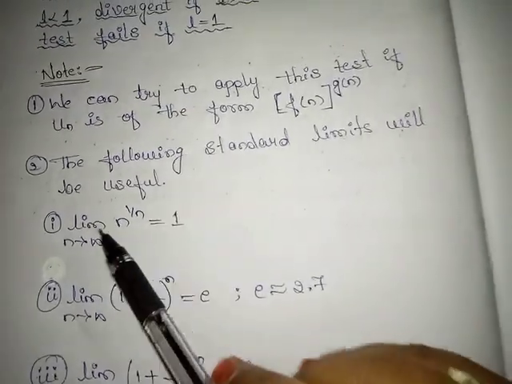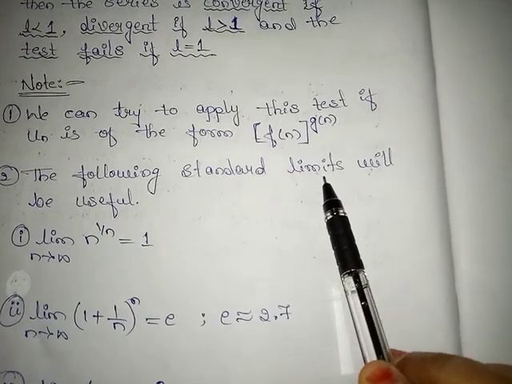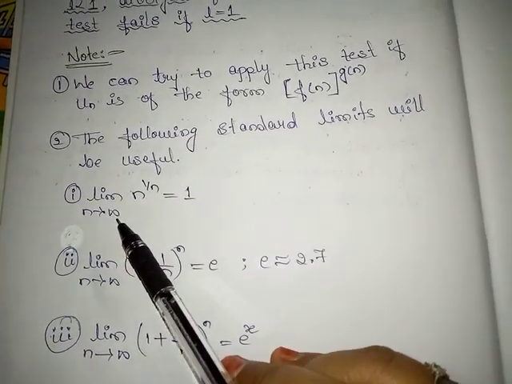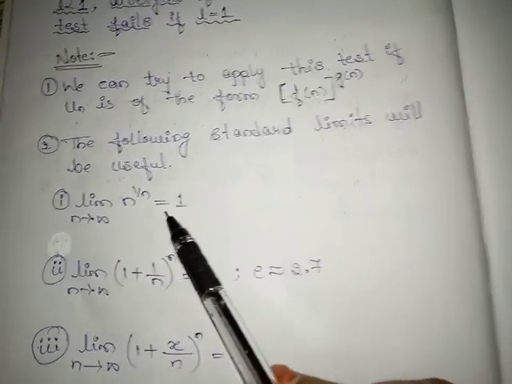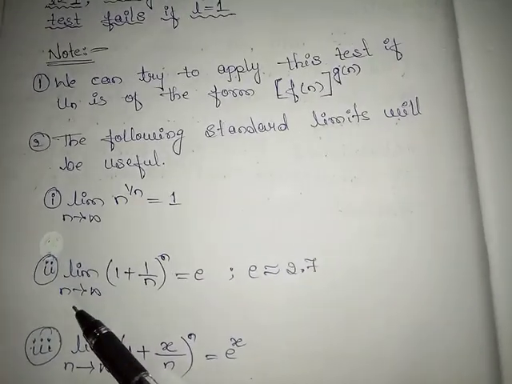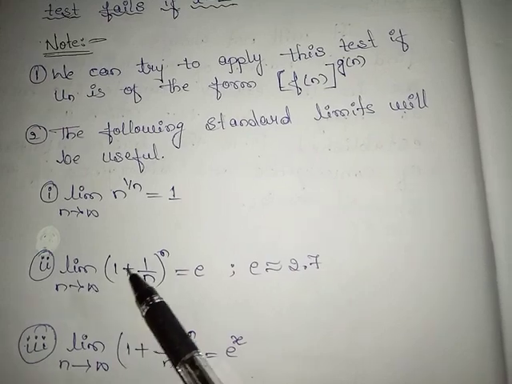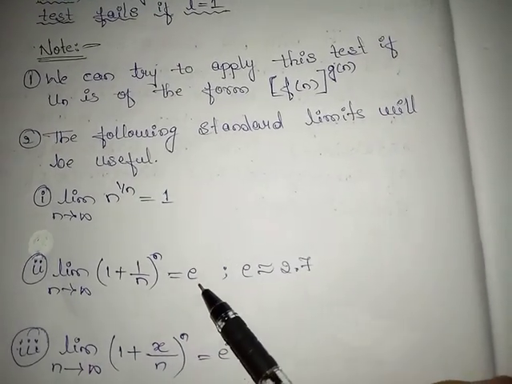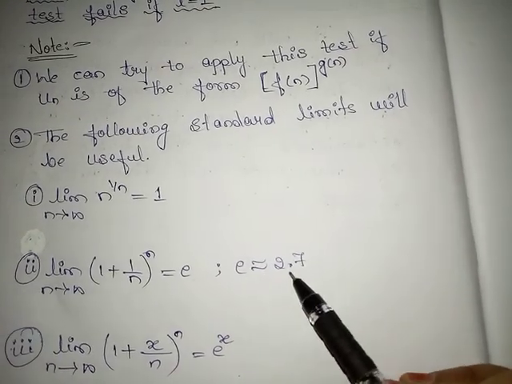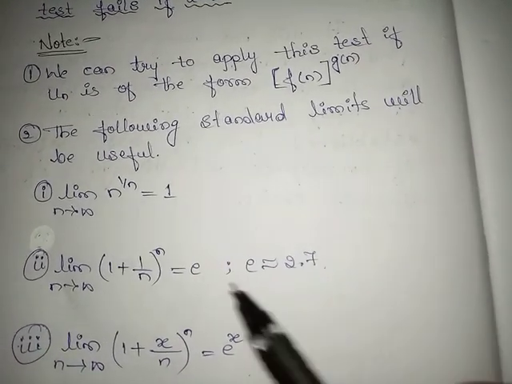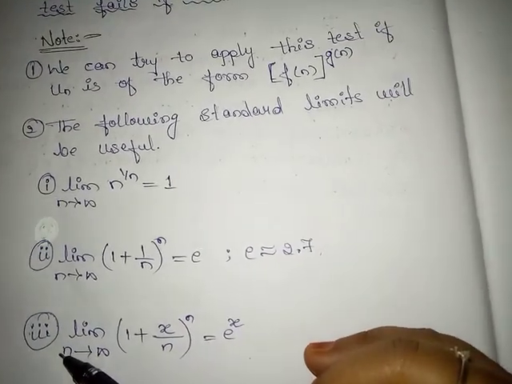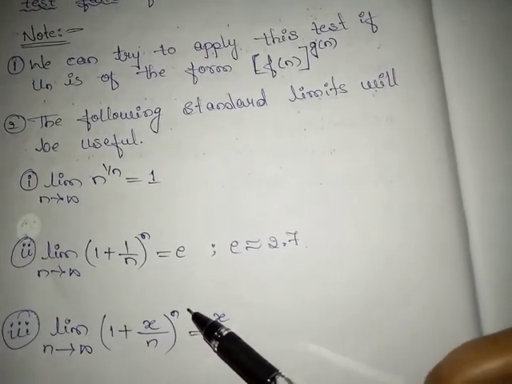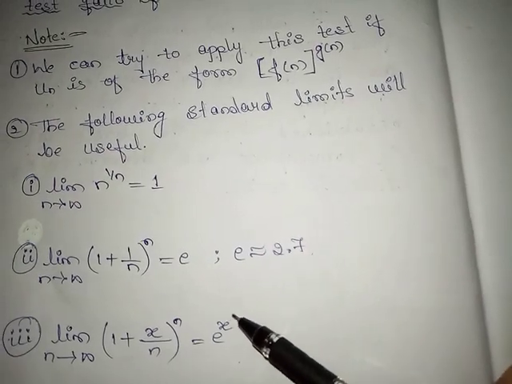Second, the following standard limits will be useful. First one is limit n tends to infinity, n raised to 1 by n is equal to 1, and second one, limit n tends to infinity, (1 plus 1 by n) whole raised to n is equal to e, where e is numerically equal to 2.7, and the third one is limit n tends to infinity, (1 plus x by n) raised to n is equal to e raised to x.